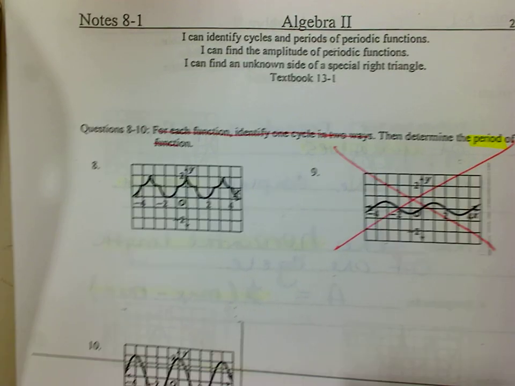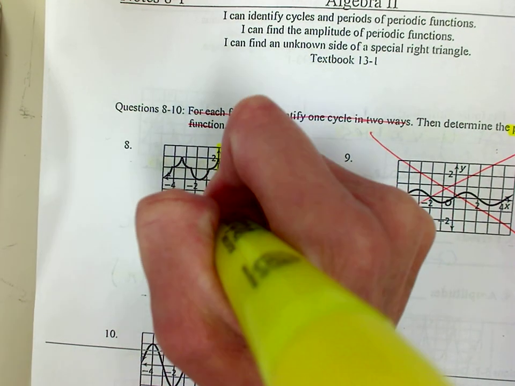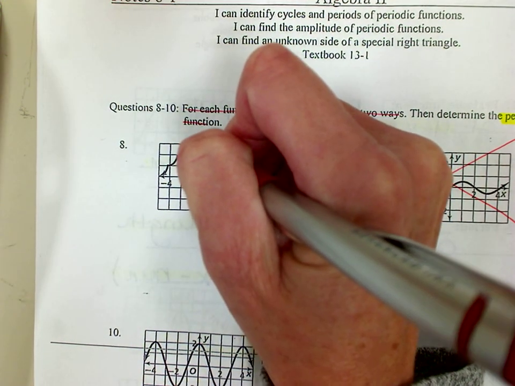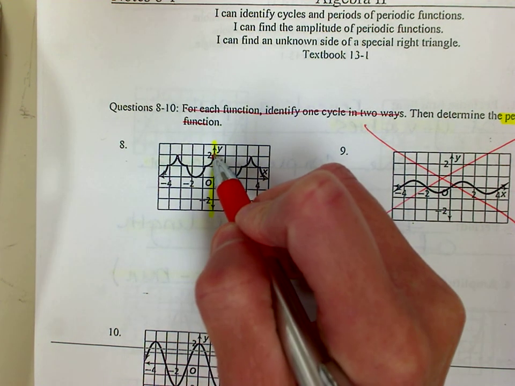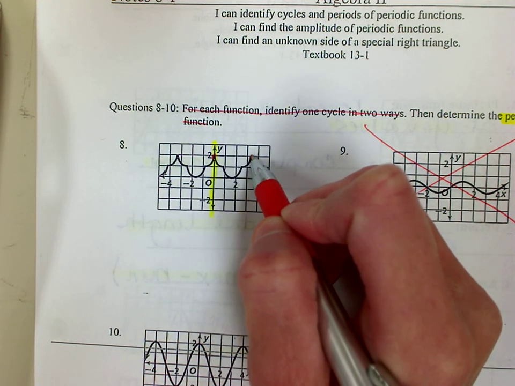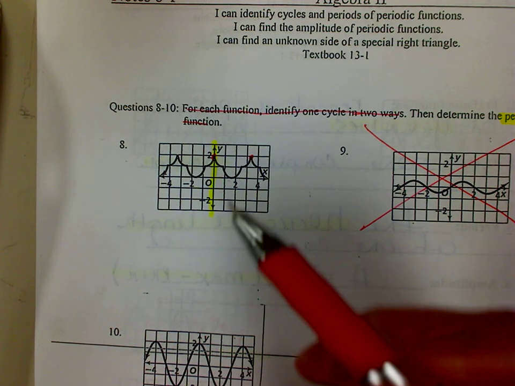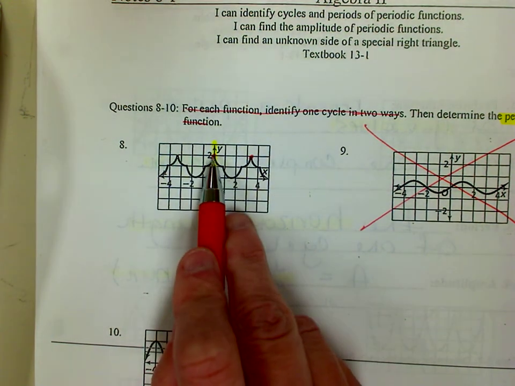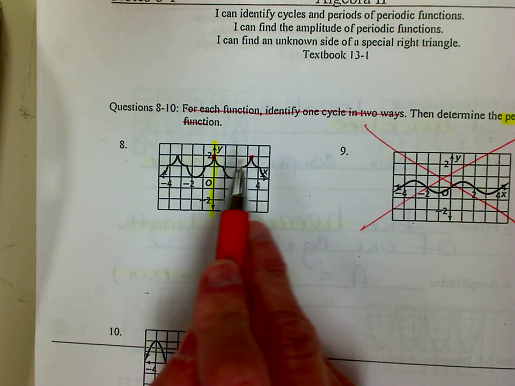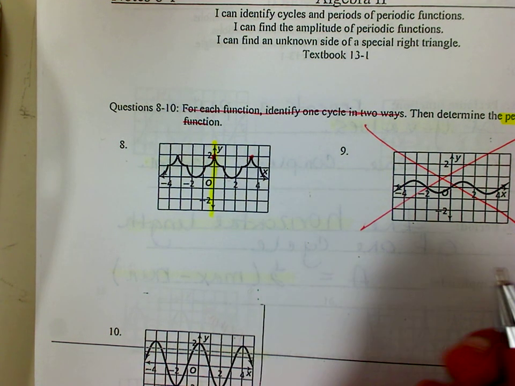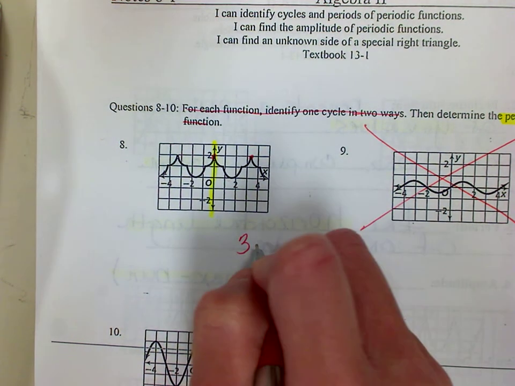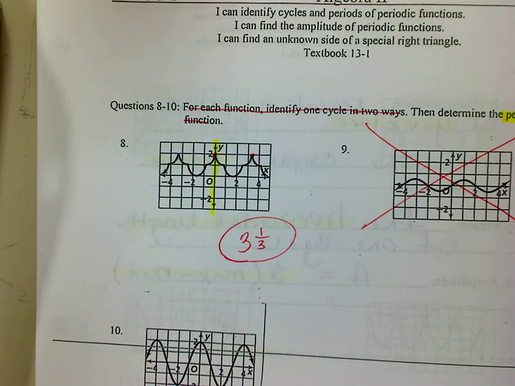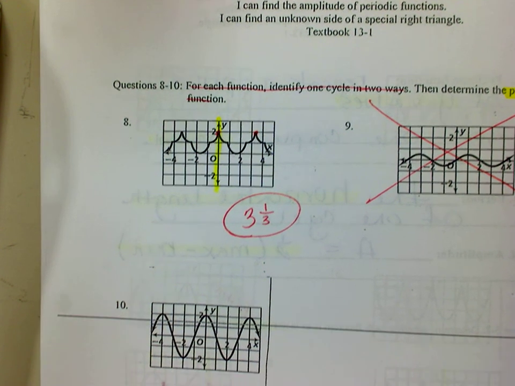So since it's periodic, I'm going to find the y-axis. Looks like it starts up here. And the next time it's up there is right here. And then it starts over. So I have a bunch of these throughout my graph. So from here to here would be considered a period. It's a little bit past 3. And it's not going to be accurate, so I'm just going to say 3 1/3. It's just a guess. It's about 3 1/3.